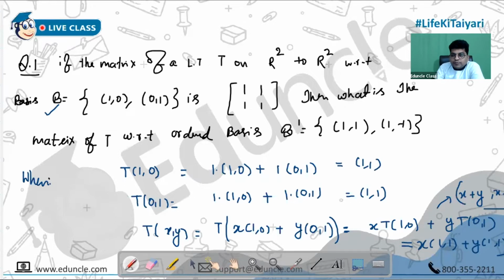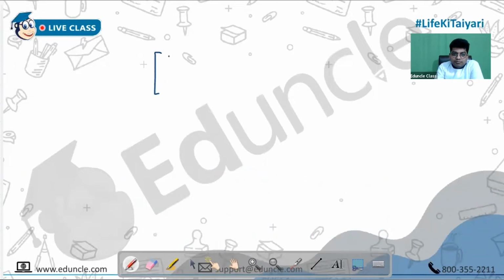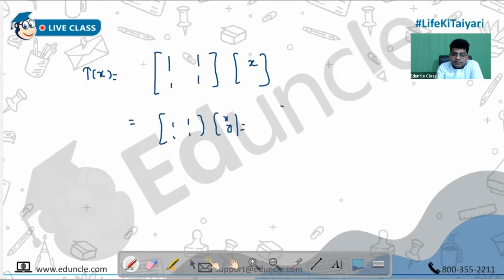This is the problem. So student, earlier I told you, if there is a linear transformation with respect to an ordered basis, you can directly find the linear transformation. Yes or no? I told you this, if there is a matrix, you can find T(x) equal to A x. I told you that. It means x is (x, y). So what is the answer? X plus y, x plus y.